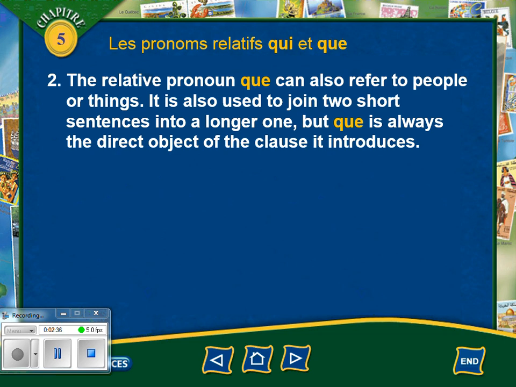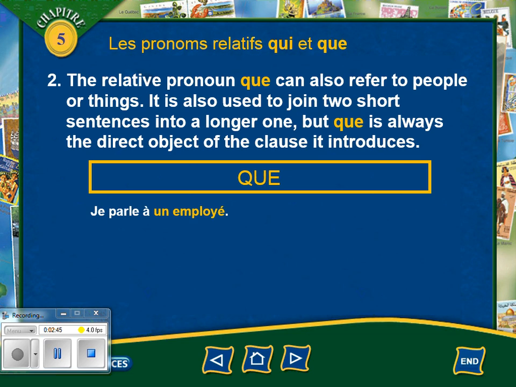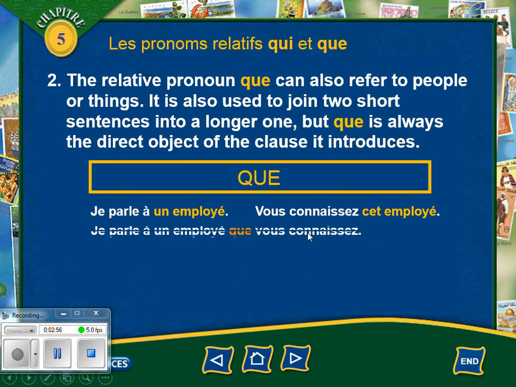Okay, so we can't just say, well, qui before a verb, que before a noun. You've got to read everything and understand what it says. So let's take a look. Je parle à un employé, speaking to an employee. Vous connaissez cet employé. You know this employee. So I'm going to use que here to join these sentences. I'm going to replace cet employé, this employee, with que. I'm speaking to an employee that you know.